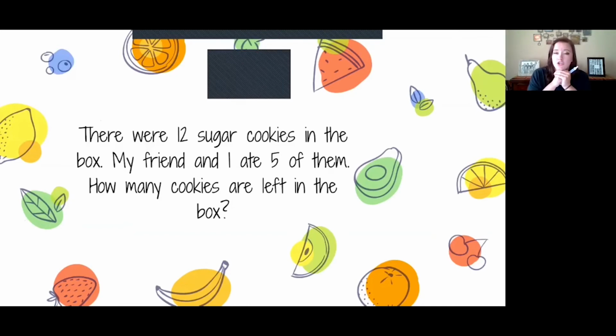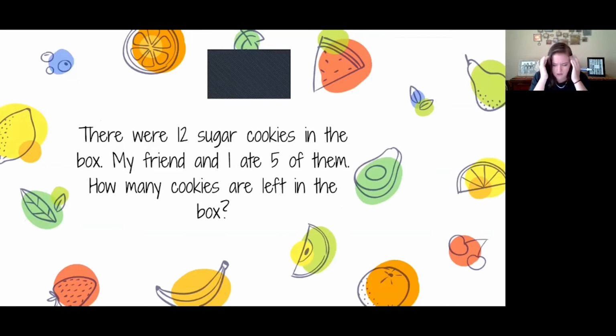There were 12 sugar cookies in the box. My friend and I ate 5 of them. How many cookies are left in the box? All right, brainstorm it. What is important? What is my number sentence going to look like? What is the strategy I'm going to use? You got it? Let's read it again.